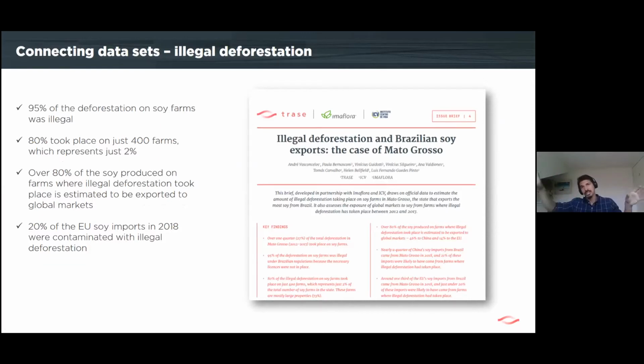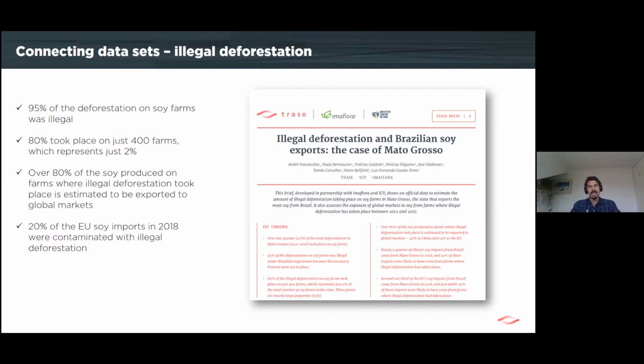It's kind of a bridge that we can link with many other information on the ground to start assessing impacts. We did this exercise last year and connected the soy supply chain, the exports from Brazil, with analysis of deforestation for soy, and checked whether it was legal or illegal at a farm level. We saw that 95% of the deforestation on soy farms in Brazil was illegal. And 80% of that illegal deforestation took place on just 400 farms in the state of Mato Grosso, which represents 2% of all the soy farms in the state.